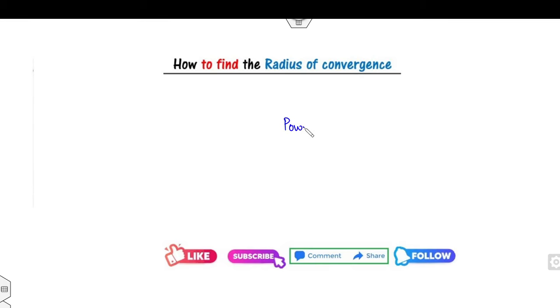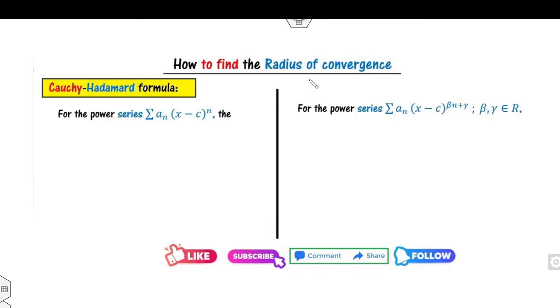Whenever we are talking about power series, if you see any question in the examination related to power series, the first thing that should come to your mind is to calculate the radius of convergence. How can you calculate the radius of convergence? If you have the power series of this form, C is called the center of the power series, and an is called the coefficient of the series.